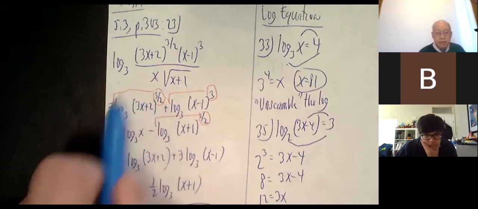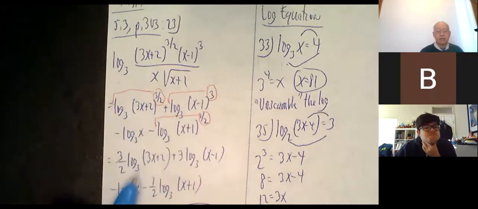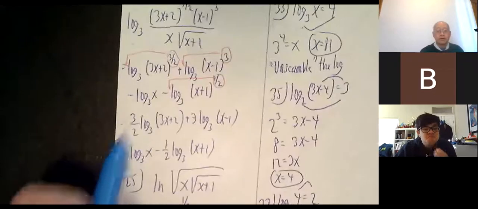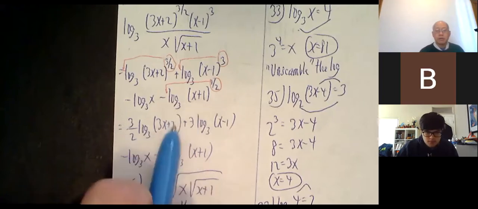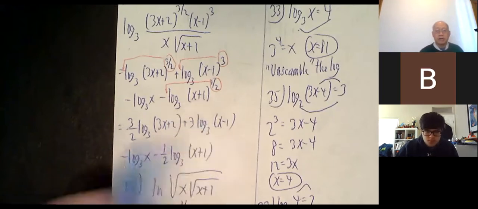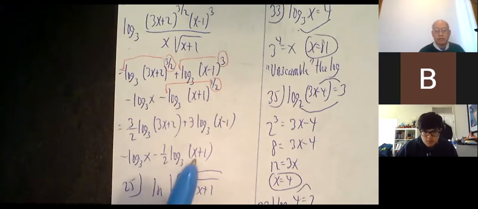And then this comes in front, this comes in front, this comes in front, and this doesn't have anything to do. So final answer: 3/2 log base 3 of 3x plus 2, plus 3 times log base 3 of x minus 1, minus log base 3 of x, leave that one alone, minus 1/2 log base 3 of x plus 1. And we are done.